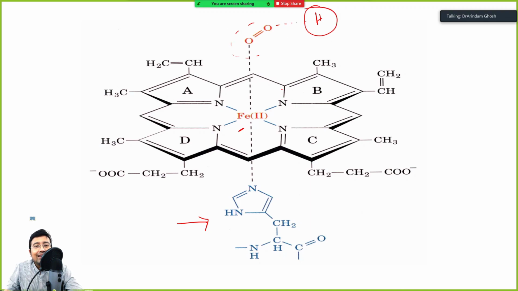This diagram may be flipped, may be reversed, may be rotated 90 degrees, and they will give you numbers. Suppose this is number 1 and this is number 2. So 2 histidine molecules are there. You need to identify which one is proximal and which one is distal. If you remember the formula, the one that is related to iron, F8, this one is proximal histidine. And the one that is related to oxygen is distal histidine. So the sequence is proximal histidine, iron, oxygen, and then distal histidine.